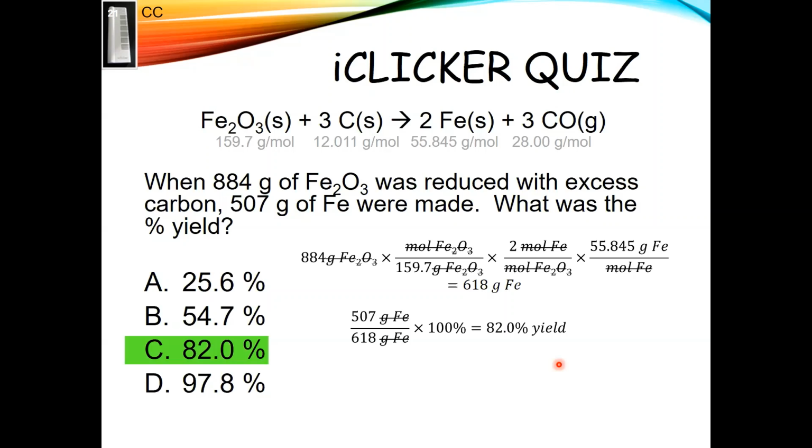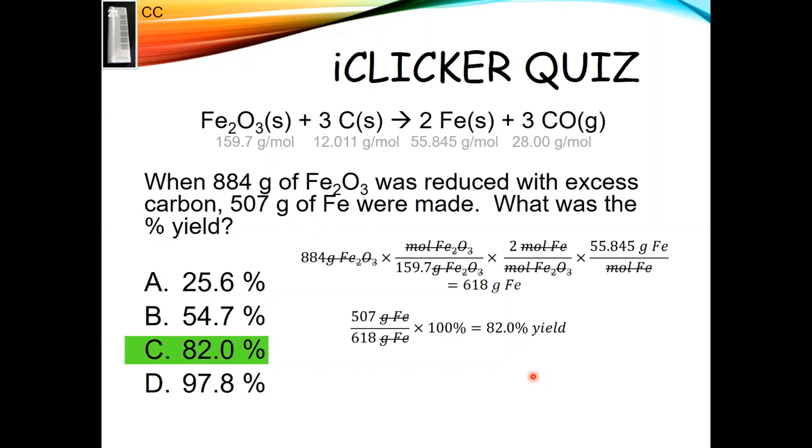So the only really different way I could ask this question is if I started with 884 grams of Fe2O3 and I got an 82% yield of iron, what mass of iron was produced, or how many grams of iron were produced, or how many moles of iron were produced. So I could ask the question that way. So instead of giving you the actual amount of iron produced, I could give you the percent yield and ask you to calculate the actual. But beyond that, there's not much we can do to change that actual amount. We either have to give you the actual amount or the percent yield.